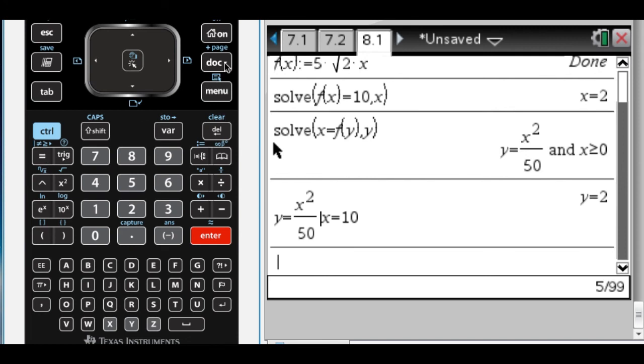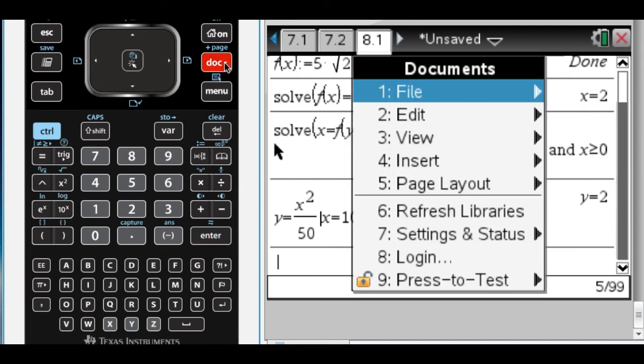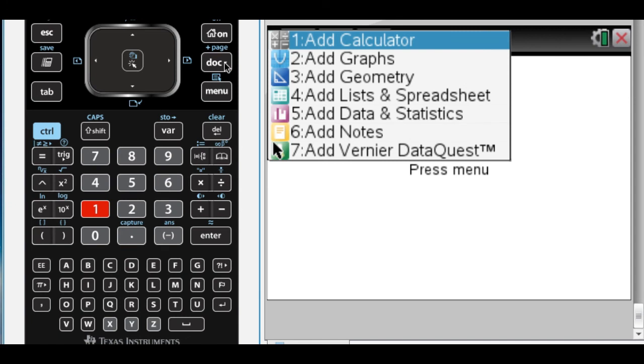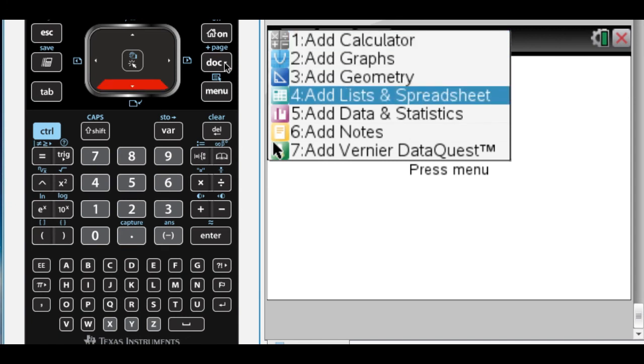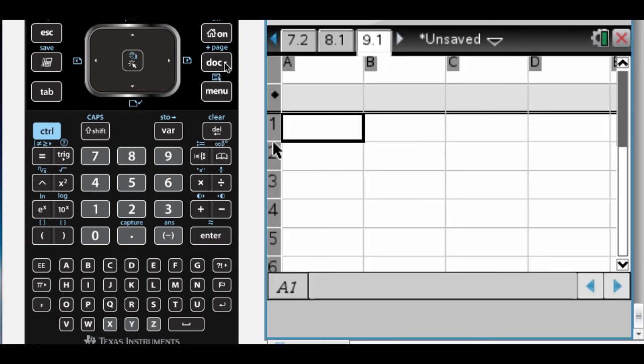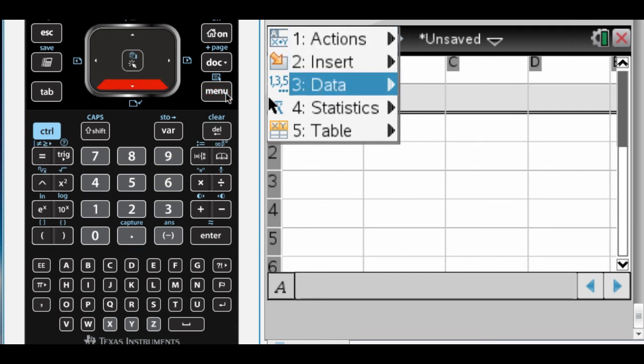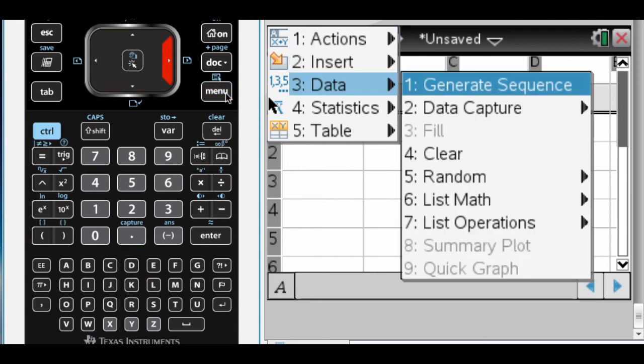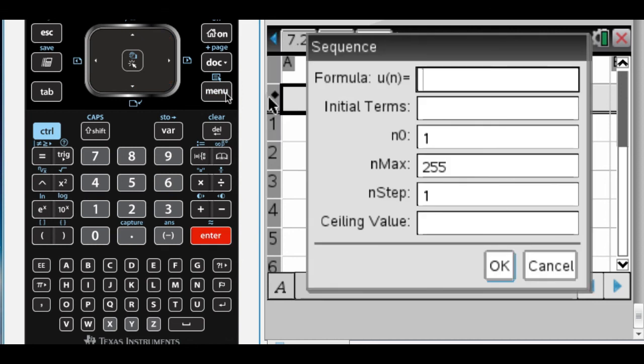The next one is number 39 that I'm going to do. And this one, you probably would not do the way that I'm going to do it. I'm going to add a lists and spreadsheet. And up here, I'll press menu and generate sequence. So data and then generate sequence. It's about the Fibonacci sequence.